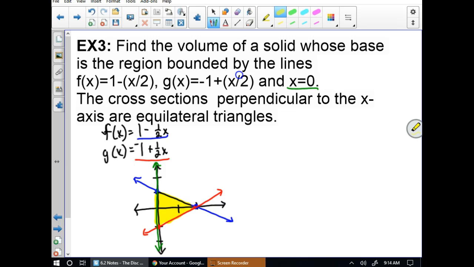Okay, this is not too bad. They kind of gave you the lines in a weird fashion, but the base is just a couple lines that you have to subtract. What makes this problem much more difficult than the other ones we've done is this: the cross sections perpendicular to the x-axis are equilateral triangles.